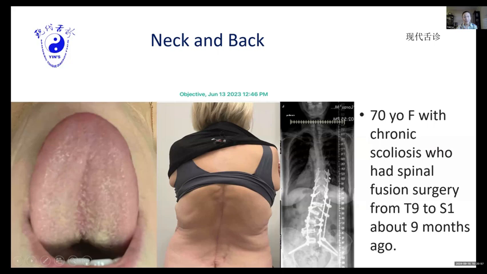So the direction of the spine is actually the same as the tongue. You can see the tongue, the spine tilted to the right. You can see the midline. That crack is also just a mirror of her spine.